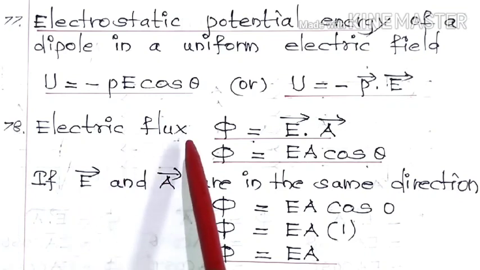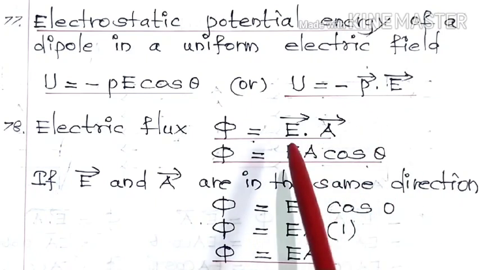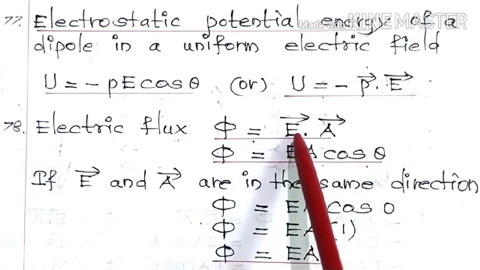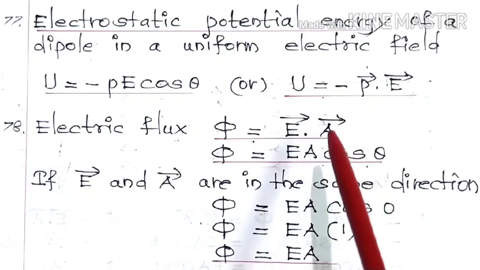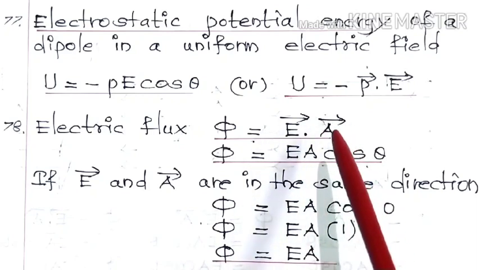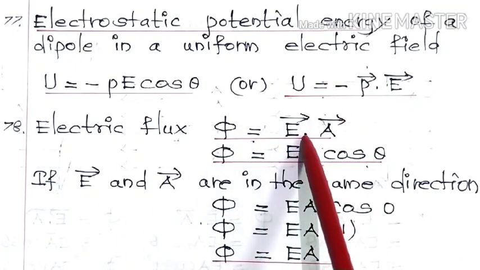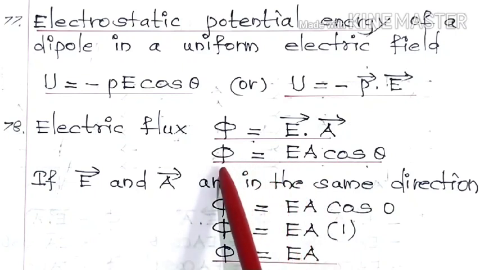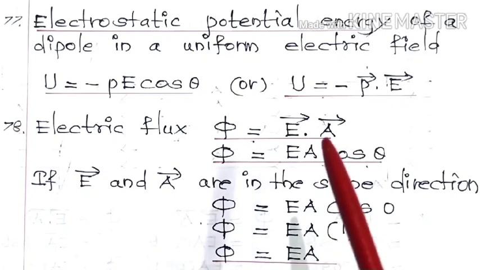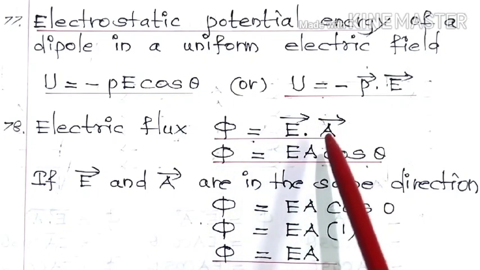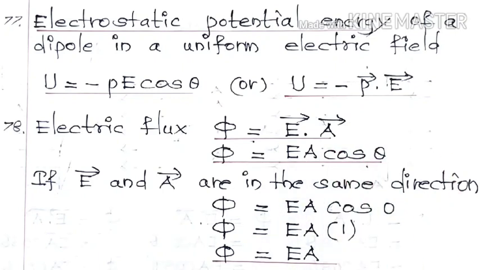The expression for electric flux is phi is equal to E vector dot A vector. Here this E vector represents the electric field and this A vector represents the area of the surface or plane which is placed perpendicular to the electric field lines. Now this is a dot product, so phi is equal to EA cos theta. You will be learning about this dot product and cross product in your mathematics classes in vectors.